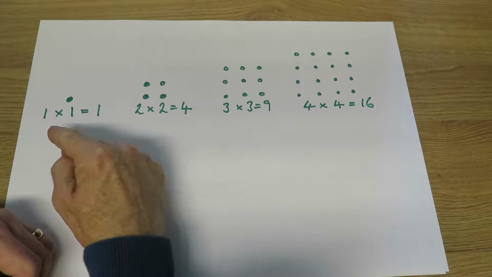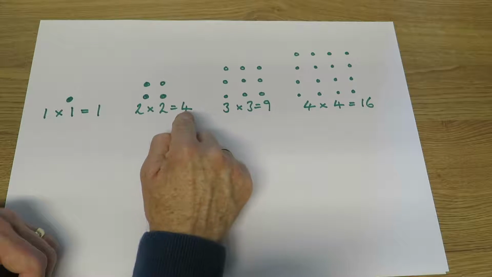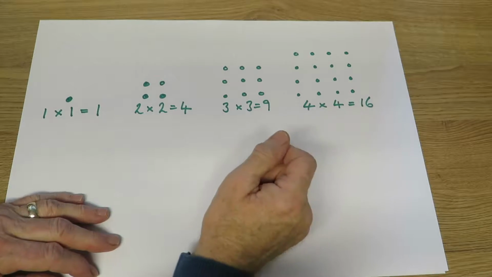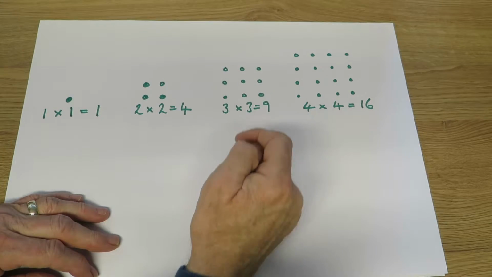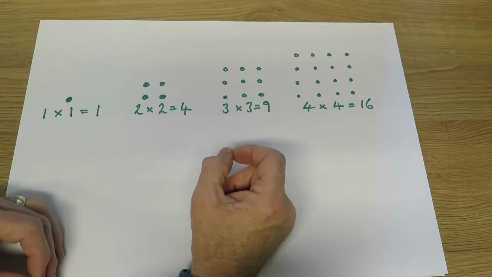This is illustrated here. 1 set of 1 makes 1. 2 2s, there's 2 and 2, make 4. 3 3s, 3, 3, 3 are 9. 4 4s are 16. All of them, of course, making a square shape. These are the square numbers. 5 5s, 25. 6 6s, 36.